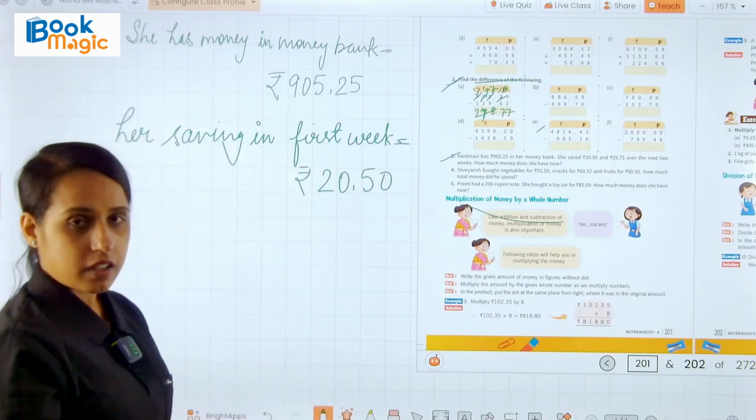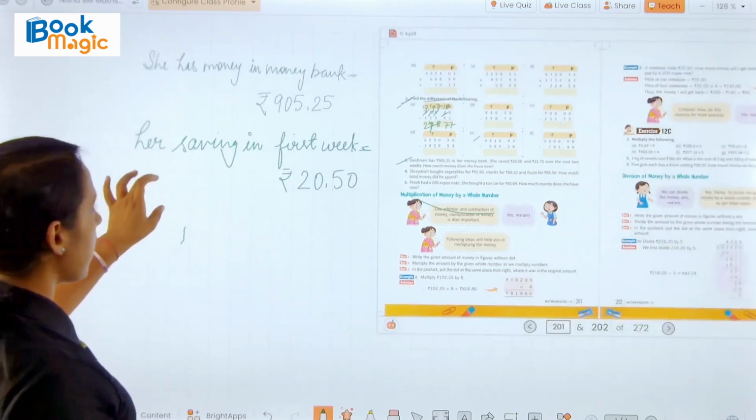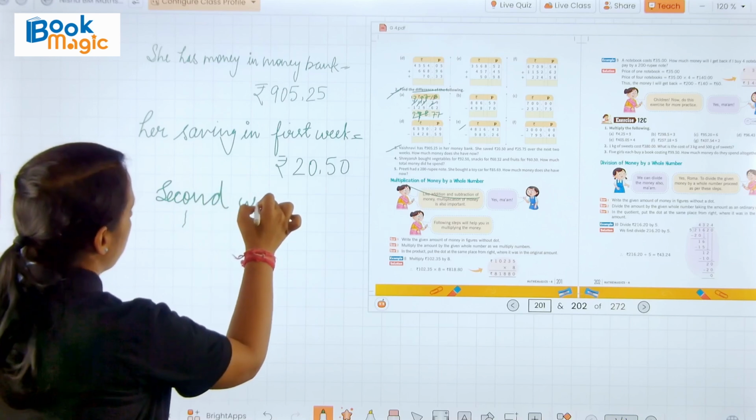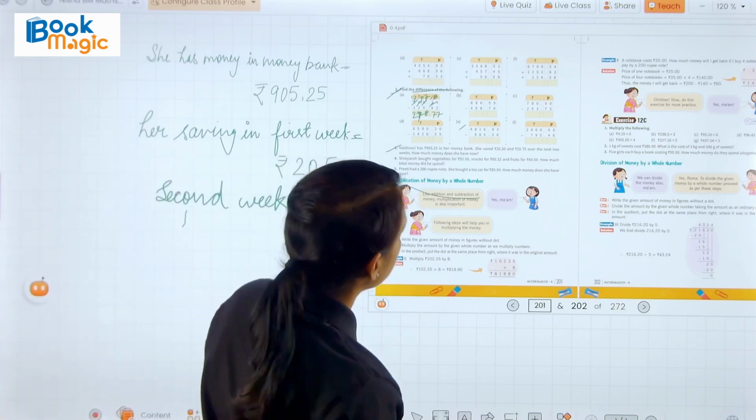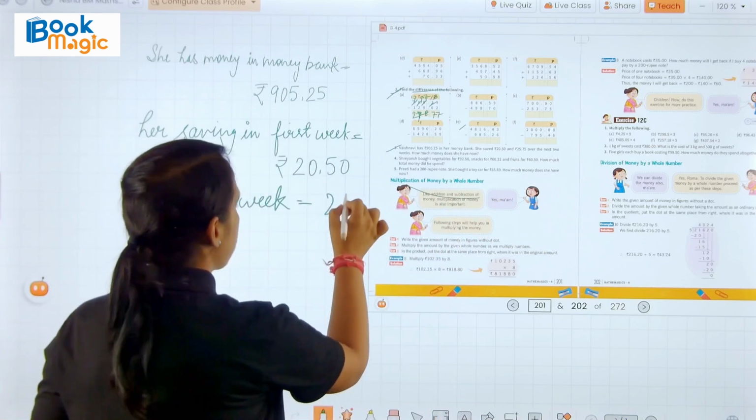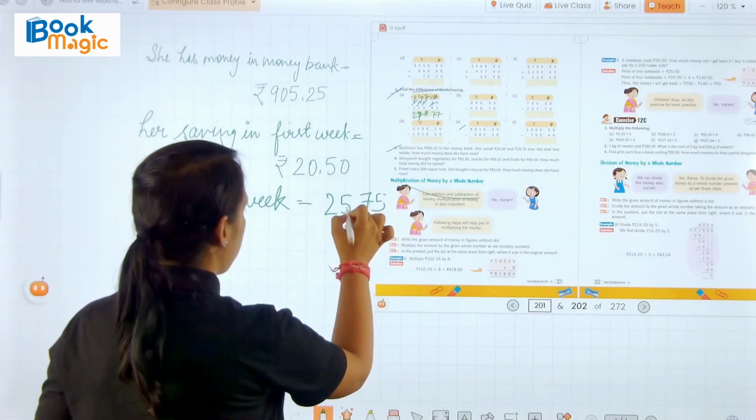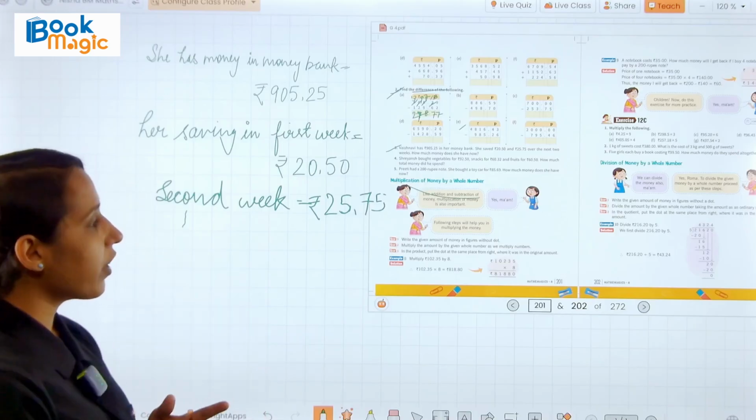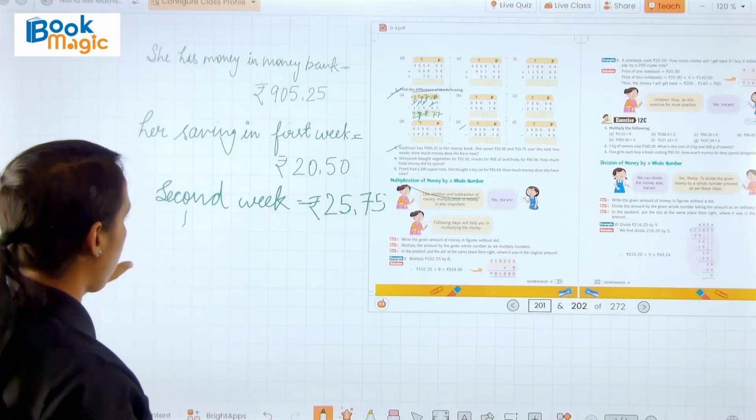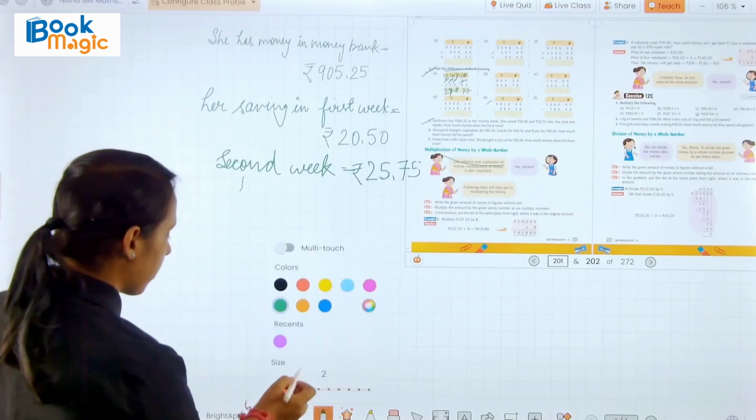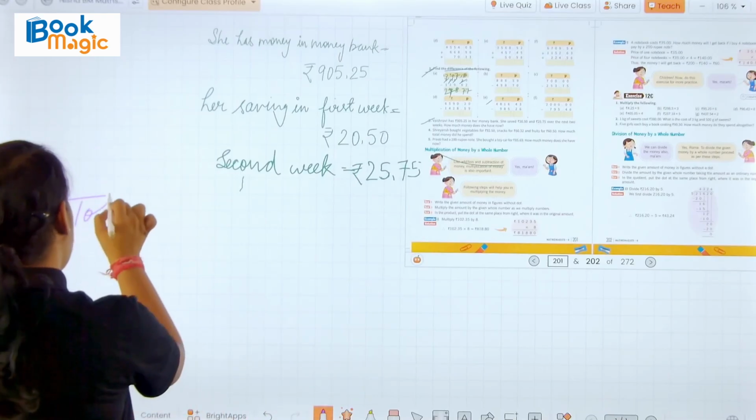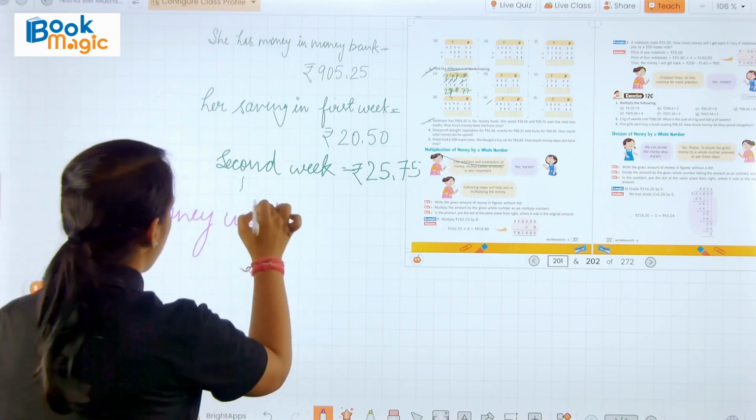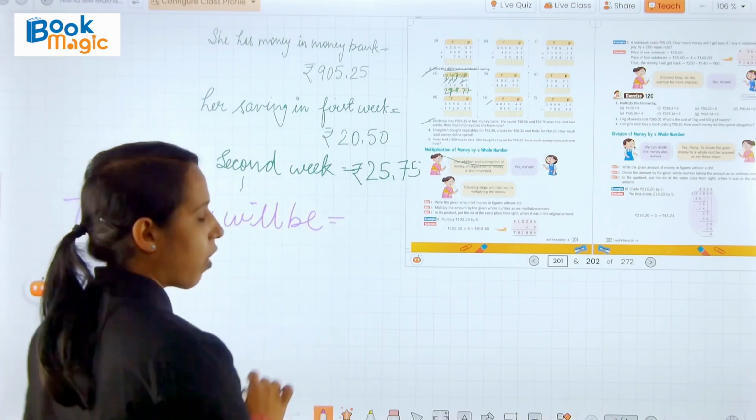Okay, and we will write now her saving in second week. So second week में कितना save कर रही है? Second week, she has 25 rupees 75 paise. Okay. Now what we have to do? We have to find out the total money she has now. Okay. So here we write total money will be. For that we will add all the amounts.